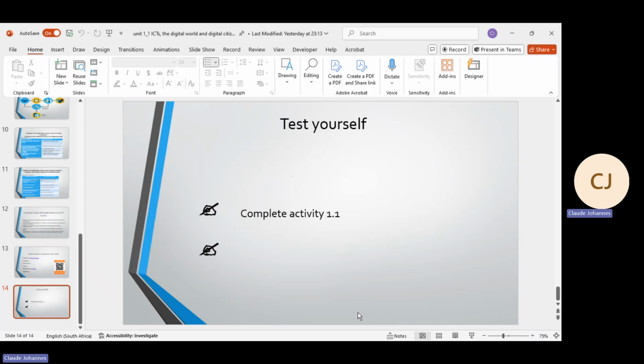And then we have an activity that you can complete, activity 1.1 in your book. All the information that we have covered is in your book, so you can go read through it. The video will also be available to you if you need clarity regarding certain examples. If you do have any questions, you are welcome to ask.